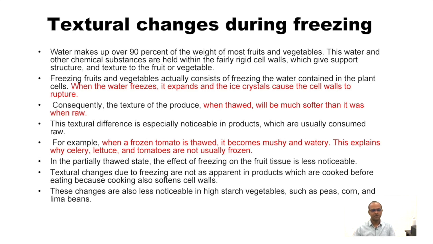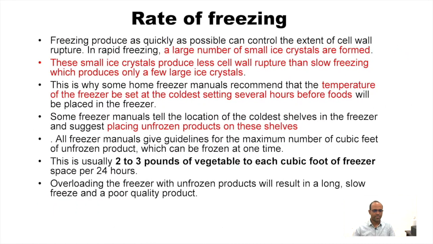That's why the frozen tomatoes, when thawed, become mushy and watery, and that's why we normally do not freeze tomatoes. On the rate of freezing, as I have already explained, we need to go with quick freezing methods, and usually we keep 2 to 3 pounds of vegetables per cubic foot of the freezer for 24 hours. Overloading of the freezer will result in unfrozen products and ultimately slow freezing, and you will end up with poor product quality.